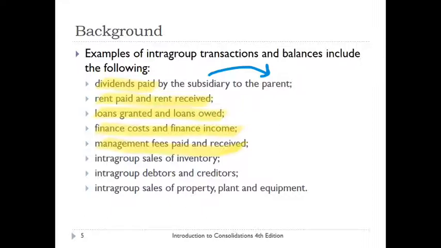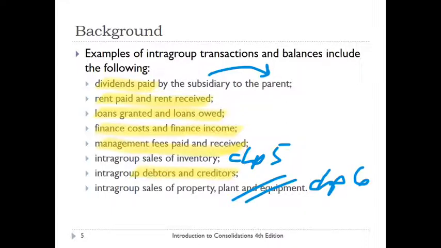Intragroup sales of inventories is the topic of chapter 5, when we will spend some time on that, because that is transactions where we do end up with profits or losses in the separate entities. Intragroup debtors and creditors as a result of these transactions where amounts have not yet been paid, and then intragroup sales of property, plant and equipment, which is the topic of chapter 6 and outside the scope of FRK 201.